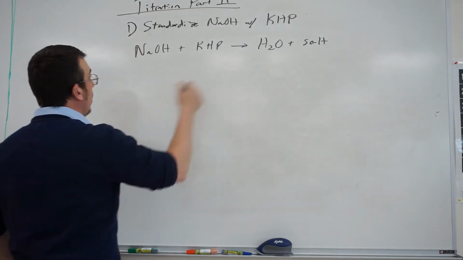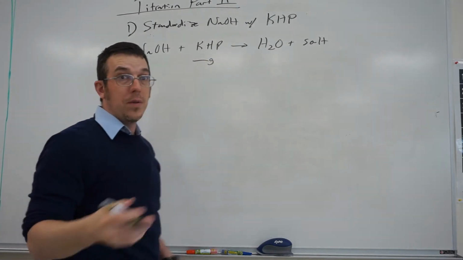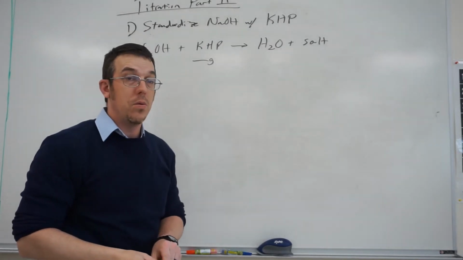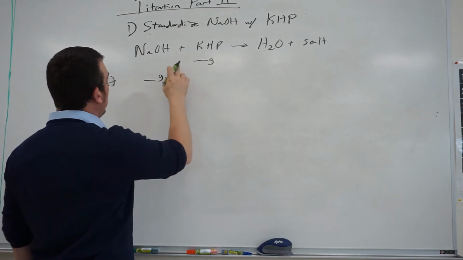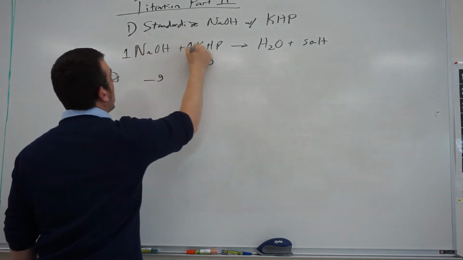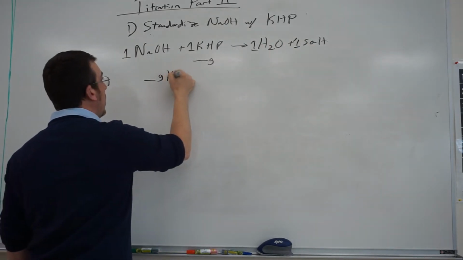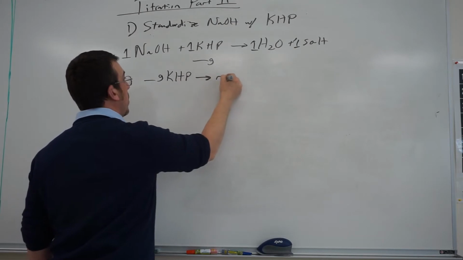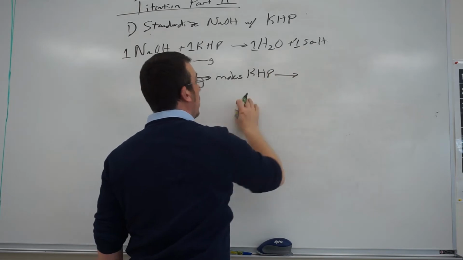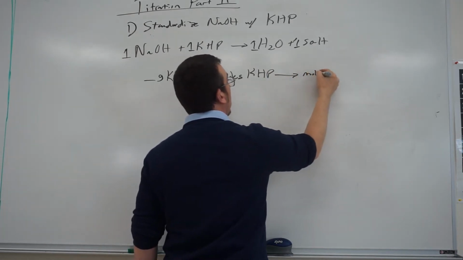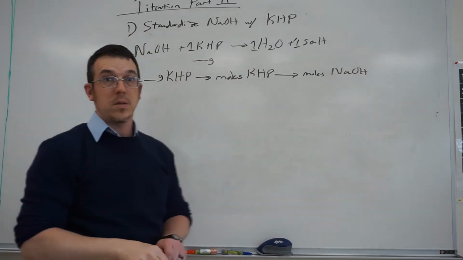So what we want to do is we're going to know the mass of the KHP used, and all this information will be provided to you on Moodle. Now, the nice thing about this particular reaction is that it's a 1:1:1 ratio all the way across. So we're going to take the mass of KHP, convert this and figure out the moles of KHP. Then we're going to use the mole ratio to figure out the moles of NaOH. So our goal here is to solve for the concentration of NaOH.